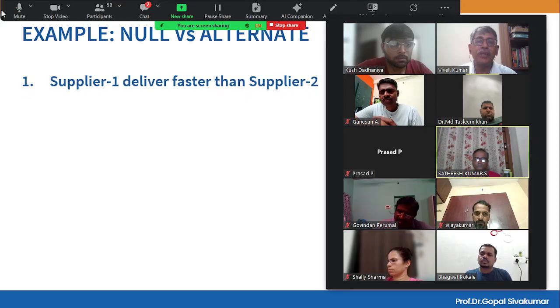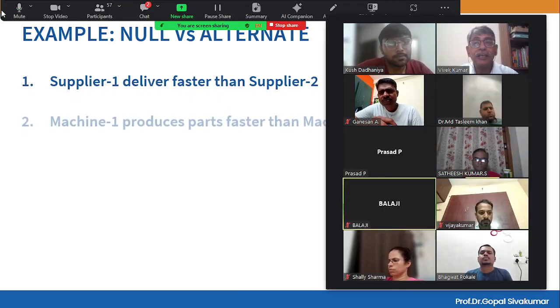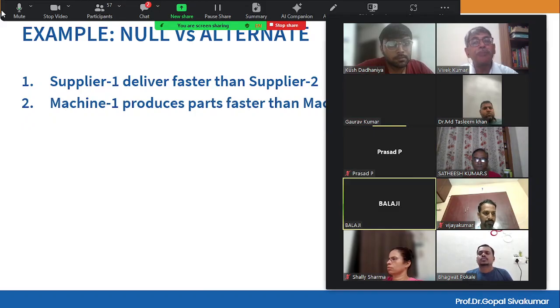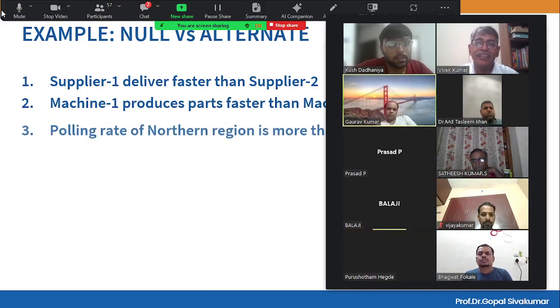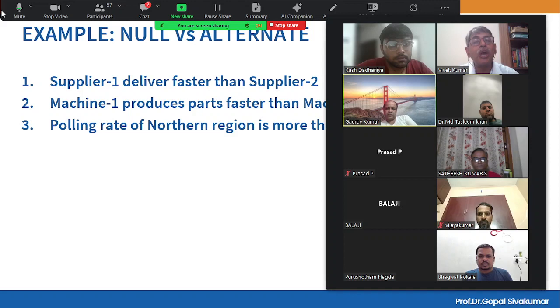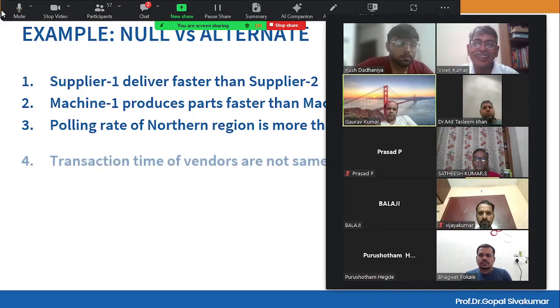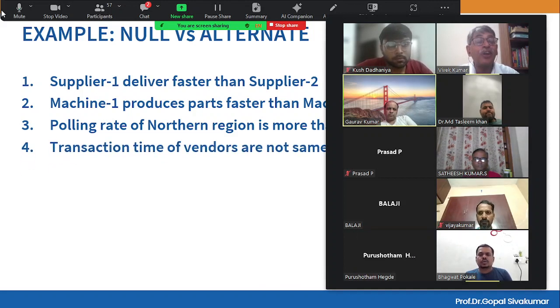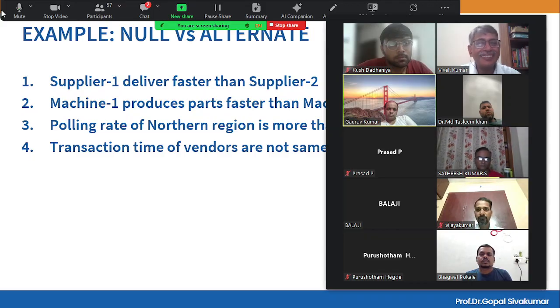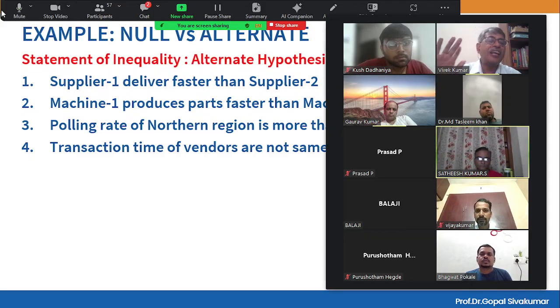Now let us see some more examples. Supplier 1 delivers faster than supplier 2: null or alternate? Alternate. Machine 1 produces parts faster: alternate. The going rate in another region is more than here: alternate. Transaction times of vendors are not the same: alternate. Null is a statement of equality. So now all these are alternate hypotheses.